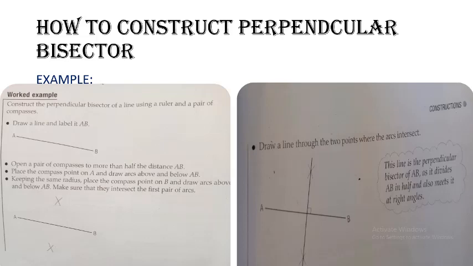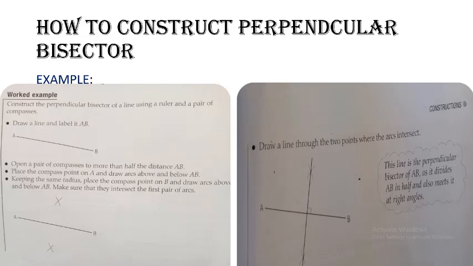The first step is to draw a line and label it AB. After drawing a line, you have to label it AB. As you can see there, we have a line which starts from A to B. We have not been given any centimeters, so you can just draw a line, then label it AB. The next step is to open a pair of compasses to more than half the distance AB.